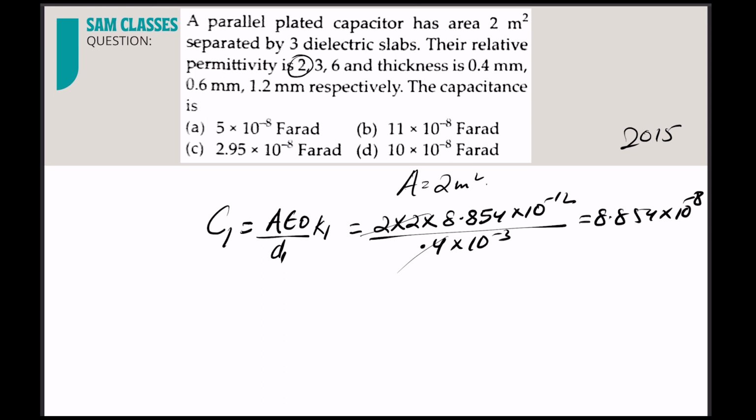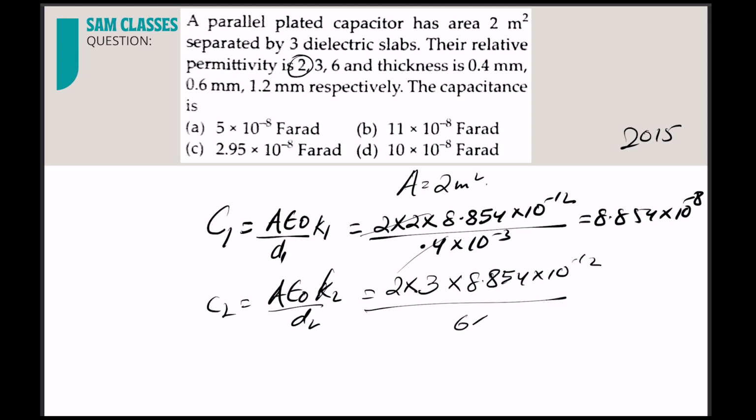Clear? Same way, if you see the second one, we don't have to do all of it. A epsilon naught K2 by D2. So again 2 into, this time, 3 into 8.854 into 10 power minus 12, divided by 6 into 0.6 into 10 power minus 3. Now see, again this got cancelled and we got exactly the same value. C3 will also be exactly the same value. So what will be C equivalent, sir?